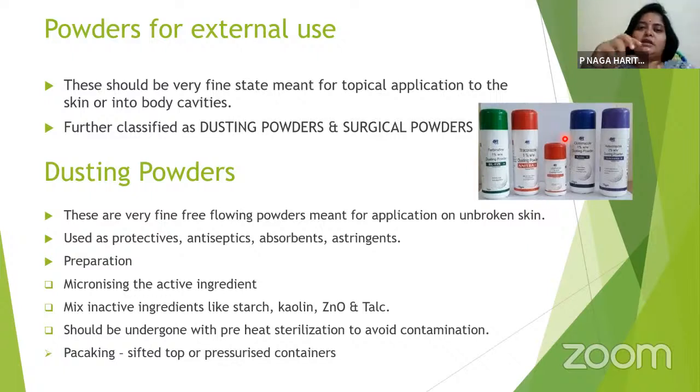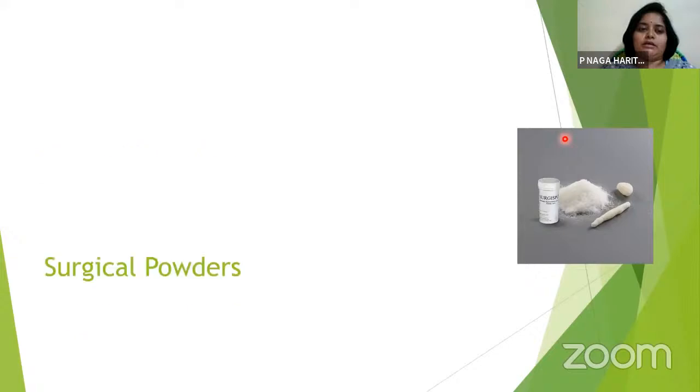And the packaging is a sifted bottle. Sifted is nothing but when you turn it clockwise, close, anti-clockwise, open. That is called a sifted top, or pressurized containers. Like when you press, then only the contents will come out of the container, right? So this is about the dusting powders.